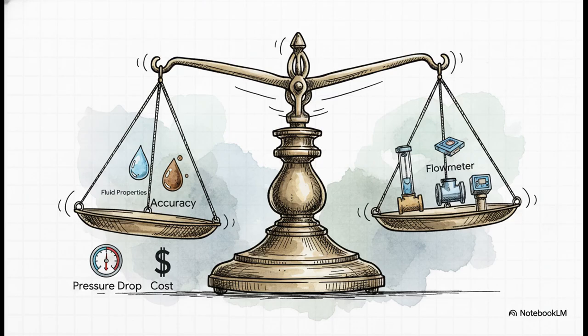First, what's the fluid like? Is it clean or dirty? Is it conductive? Then, how accurate do you really need to be? Is close enough okay, or do you need pinpoint precision? Can your system handle the energy loss from something like an orifice plate? And of course, there are always the real-world problems. How much space do you have? And the big one, what's your budget?